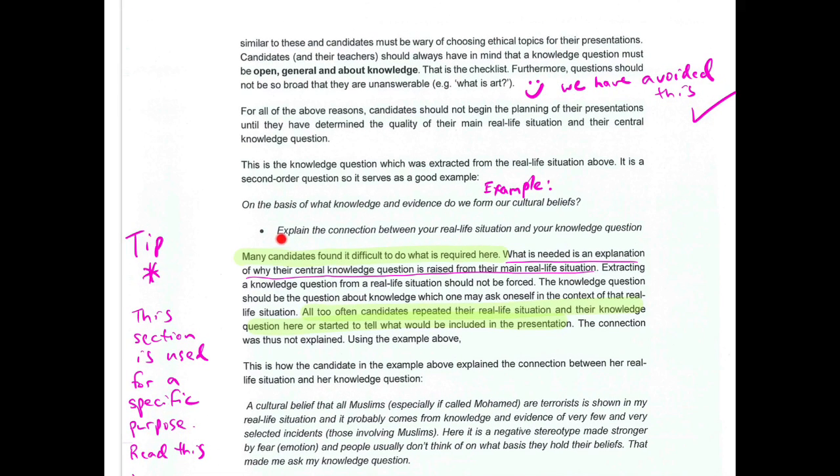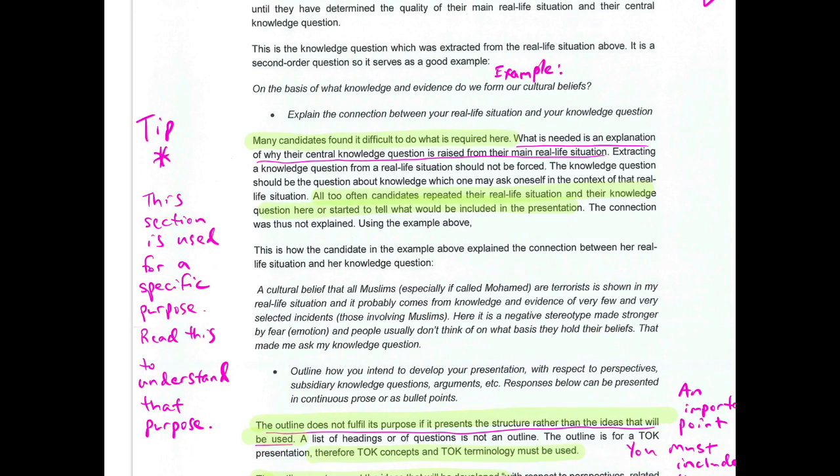Then we get into the difficulty. The next bullet point is: explain the connection between your RLS and your KQ. Be aware, please, this section is to be used for a very specific thing, so you do need to spend some time understanding that purpose. This tips me off to the fact that this is a place where most people stumble. Many candidates found it difficult to do what is required here, so this deserves some of your time.